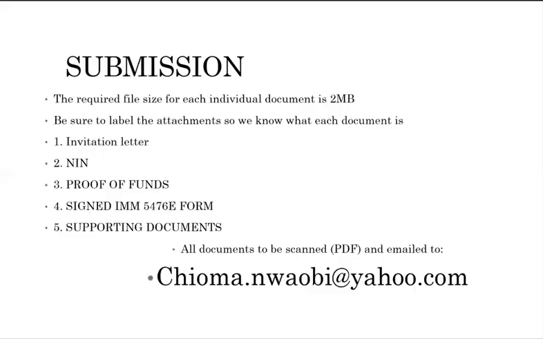To summarize, we said the required file size for each individual attachment shouldn't be more than 2 MB. Again, be sure to label these attachments so it's easy for us to work with them so that we know what each document is. So we need to get your invitation letter as a single PDF, your NIN as a single PDF, your proof of fund as a single PDF, your supporting documents, all of them merged together as a single document, and then the signed IMM 5476A form.